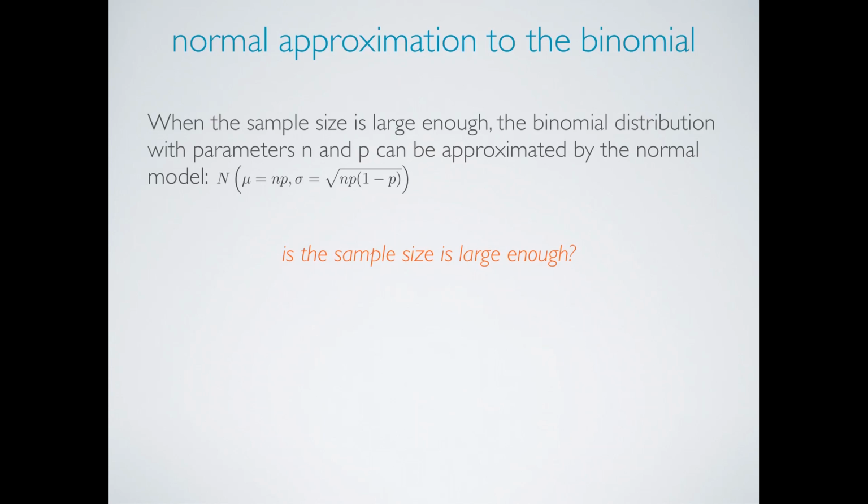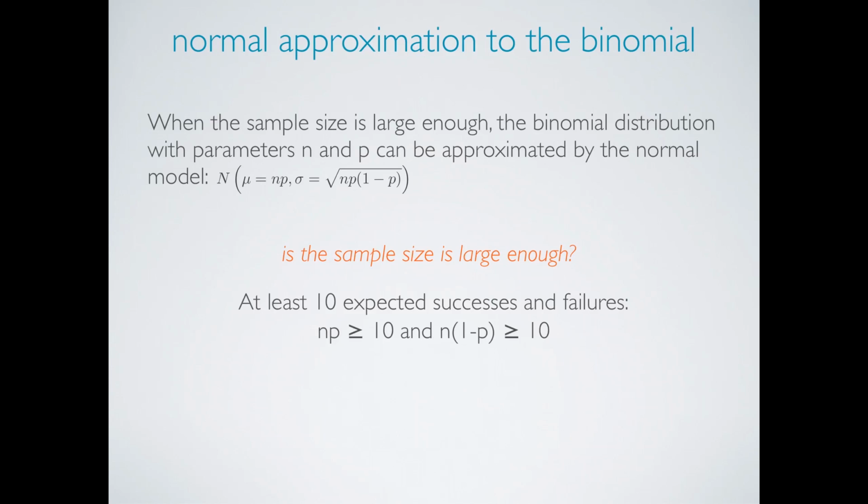So how do we know if the sample size is large enough? We need at least 10 expected successes and failures for the binomial distribution to look nearly normal. So let's check. n times p is 61.25 and n times 1 minus p is 183.75, which are both greater than 10, so we're good to go.